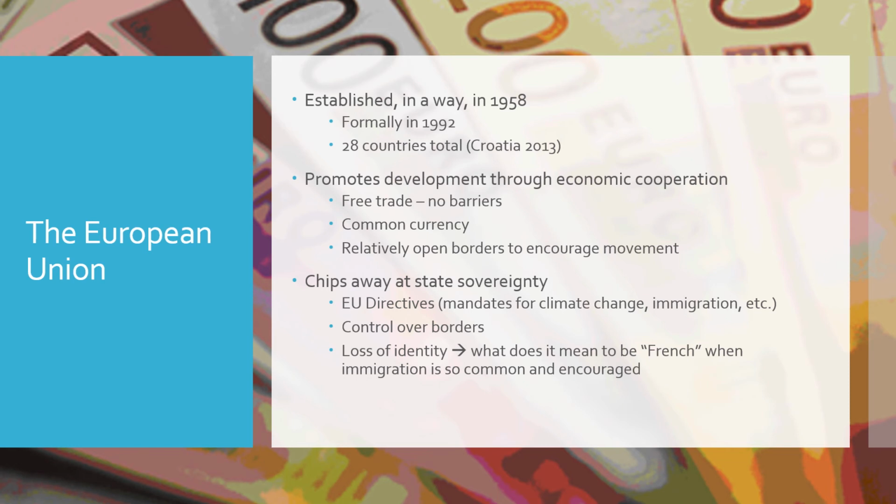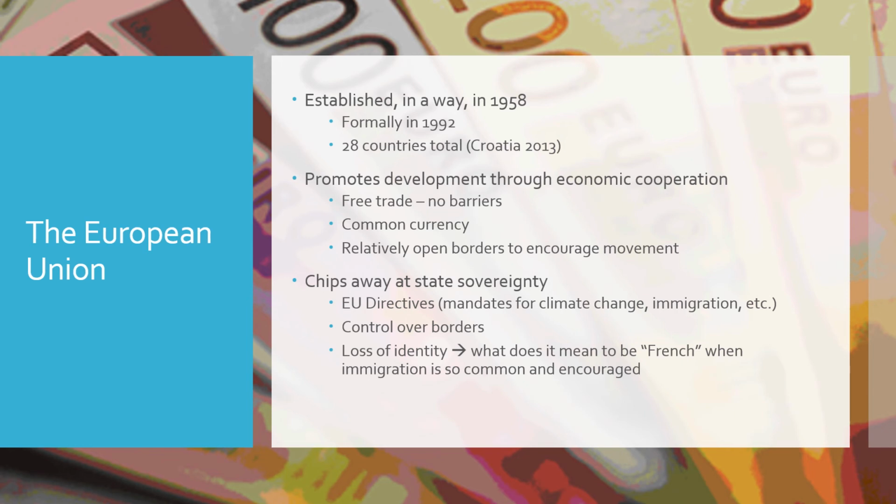So, for example, the EU might say, okay, member states, we want to cut our carbon emissions down by this percentage by this date. So those directives can basically threaten the ability of a country to decide its own policy. Control over borders. In the EU, there's just so much you can do to chart who is coming in and out of your country, right? So for a lot of people, that might be an issue.